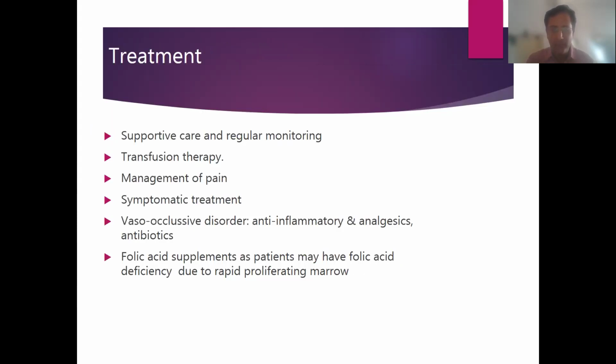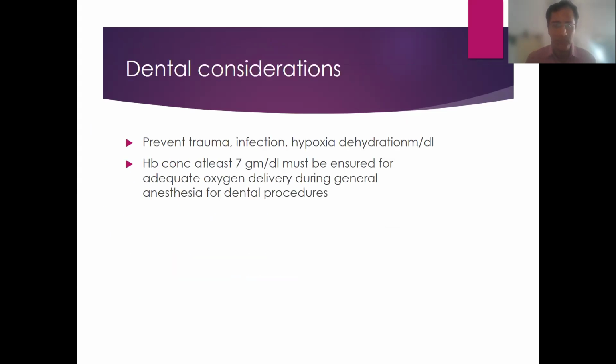Now, what is the treatment for this? Transfusion therapy. Management of the pain, symptomatic treatment we will give. For this, folic acid we will give as treatment, for the deficiency due to the rapidly proliferating marrow. Now, dental consideration for this: prevent trauma and hypoxia. The hemoglobin concentration should be at least 7 mg/dL to ensure adequate oxygen delivery for general anesthesia dental procedures.